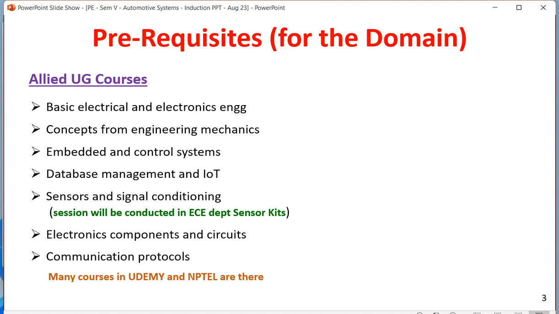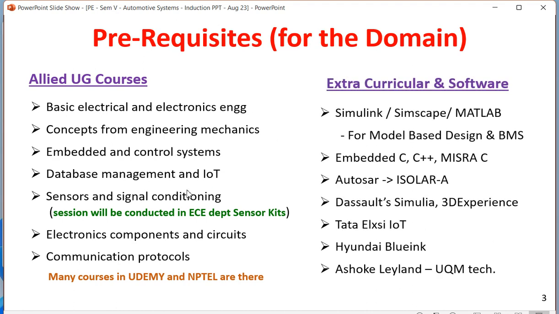For that we have to study communication protocols, and starting from the 4th semester onwards there are many communication subjects that you will study in your UG course, and all those fundamentals will be required for understanding how data exchange takes place inside the vehicle for safekeeping of the vehicle. So these are the courses which you have already studied. Some extracurricular courses and the software we will do.